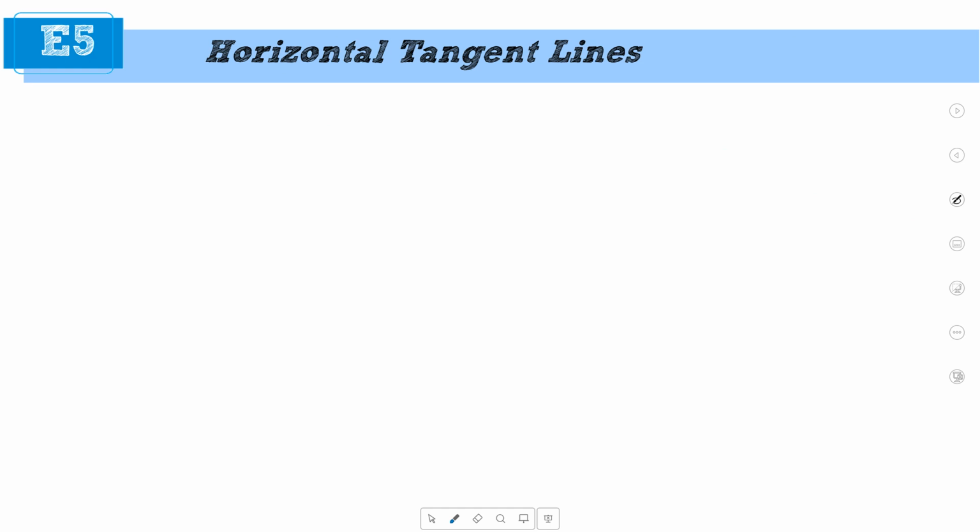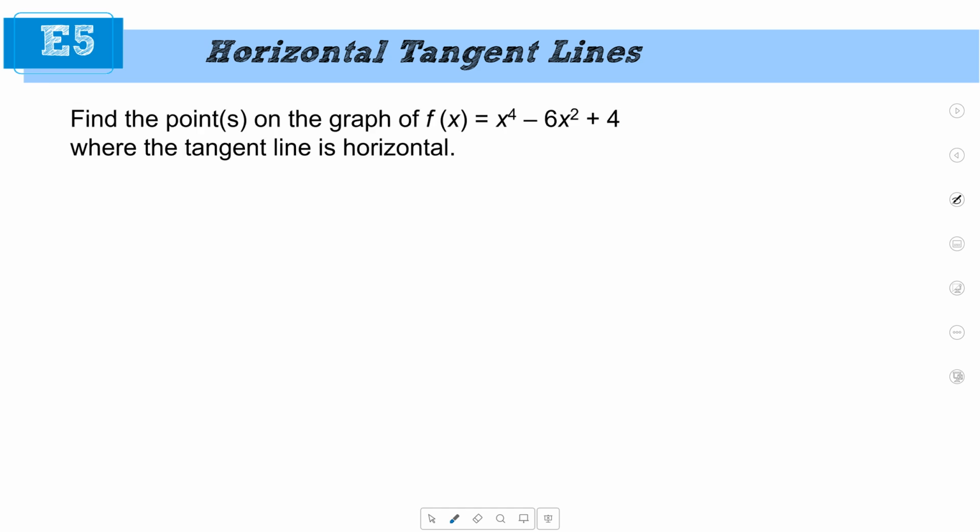Okay. Now we take the next step. And the next step is to ask a simple question. Where does this graph have tangent lines that are horizontal? Andrew, what can you tell me about a horizontal line? It has a slope of 0. Has a slope of 0. So we want to know where is the derivative equal to 0 for a graph like this.